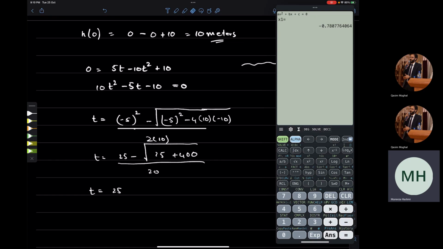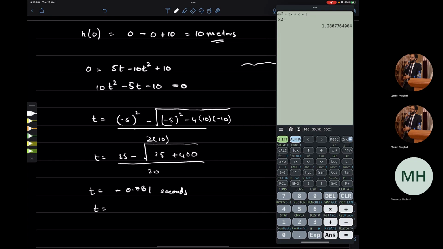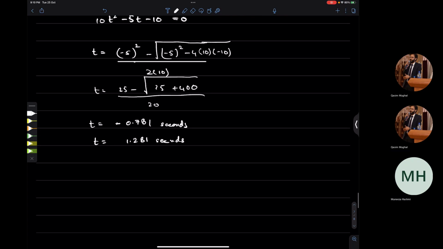So one of the solutions is minus 0.781 seconds, and the other solution is 1.281 seconds. So which one of them is going to be right? The positive one. Yeah, so this is the time.